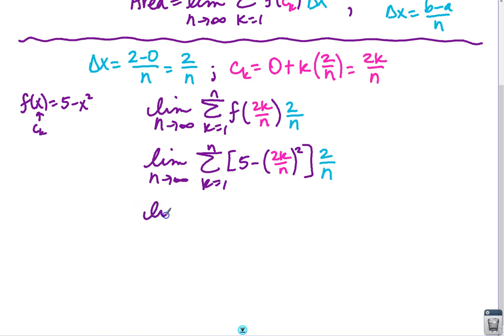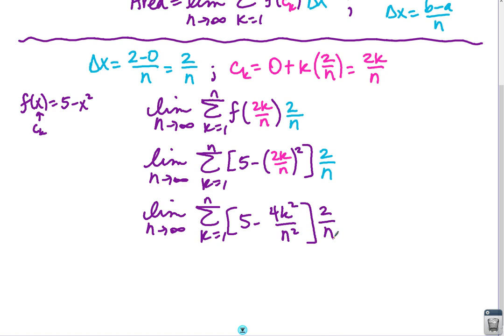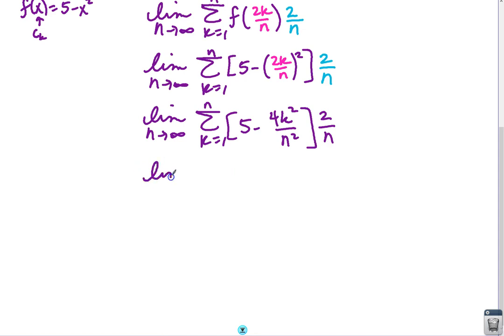So let's go limit n approaches infinity of sum of k equals 1 to n. I'm going to go ahead and square this first. So I'm going to have 5 minus 4k squared over n squared times 2 over n. And then I can distribute this to both parts. So I've got the limit as n approaches infinity, k equals 1 to n of 10 over n minus 8k squared over n cubed. Okay, hopefully that makes sense.